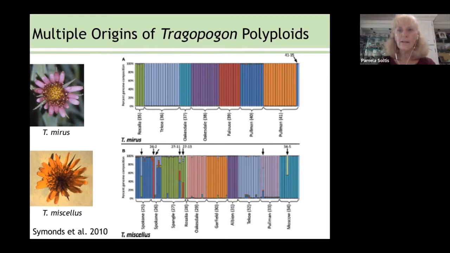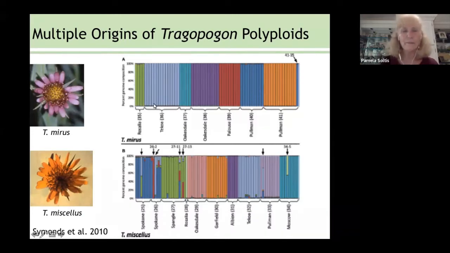from localized diploid parents. So just to illustrate this, these are structure plots based on microsatellite data for Tragopogon mirus on the top and Tragopogon misellus on the bottom. And each column represents a single individual, and each color block represents a separate population. Now, the reason these are in color blocks like this is because all of the individuals are identical within each of those populations for the microsatellite markers that we used.